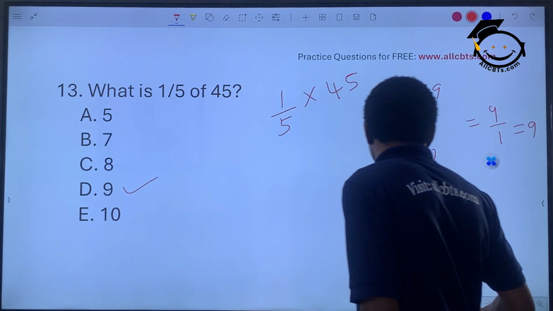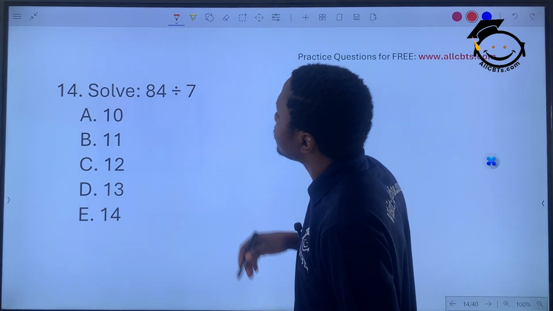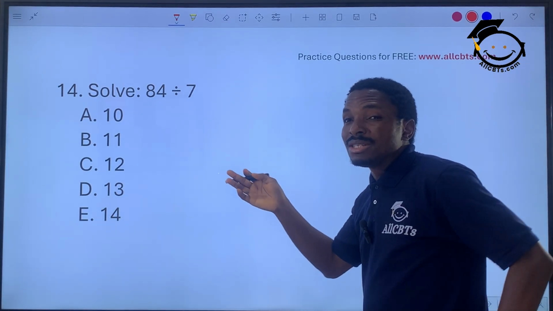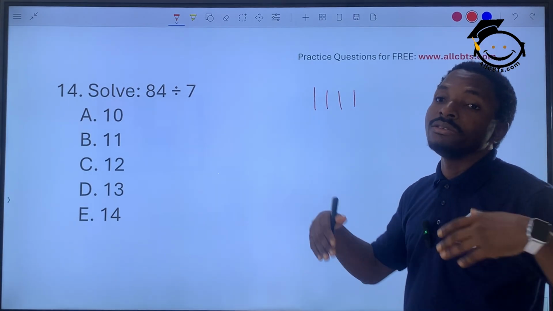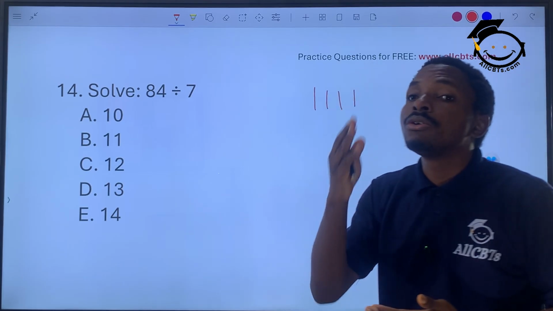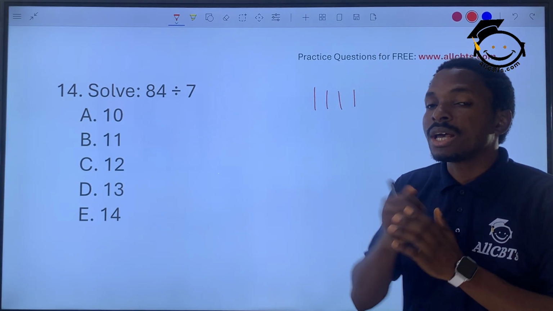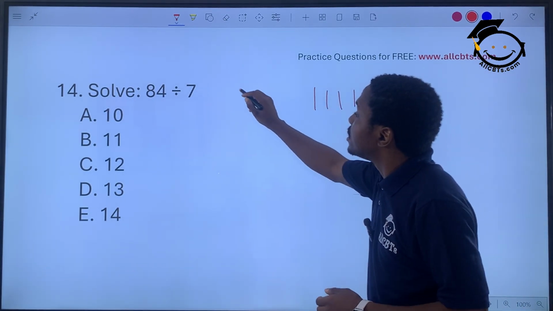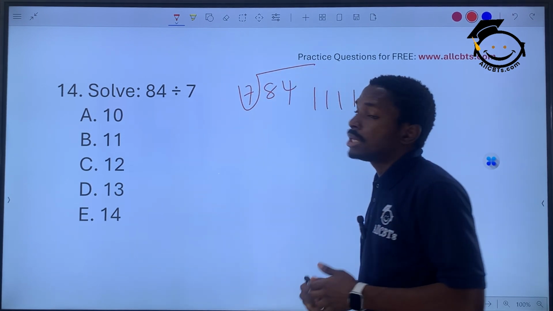Good. Question 14 now. Solve 84 divided by 7. You can do this by making strokes. You can count strokes, count up to 84, then you divide by 7. You can check your multiplication table, table 7 or row 7, and see how many times you can count before you get to 84, right? You can also use the simple division method.